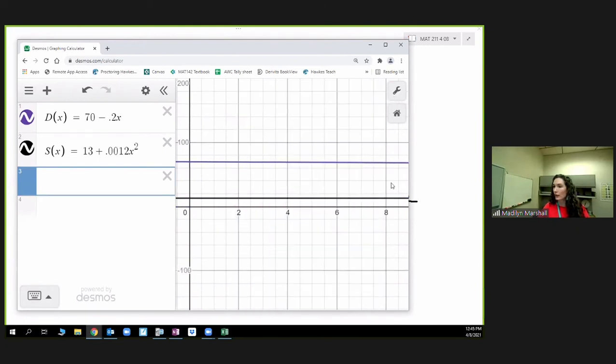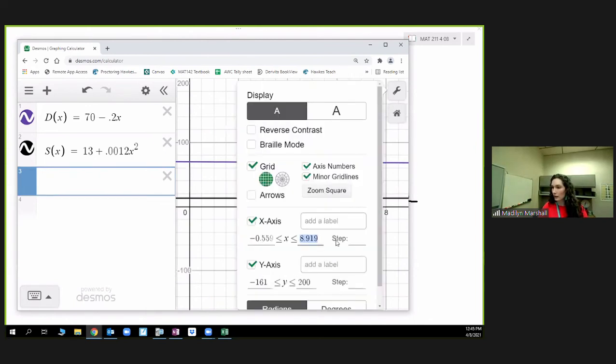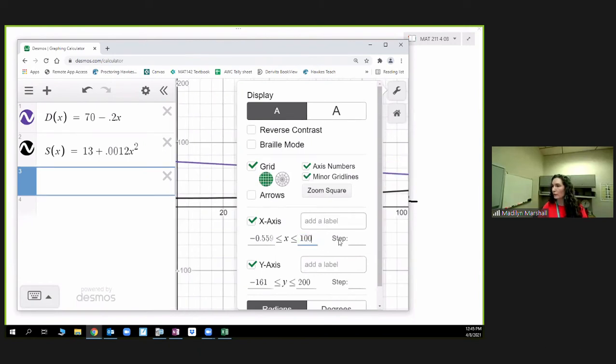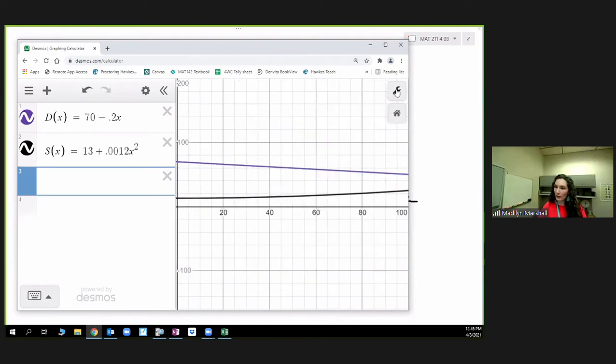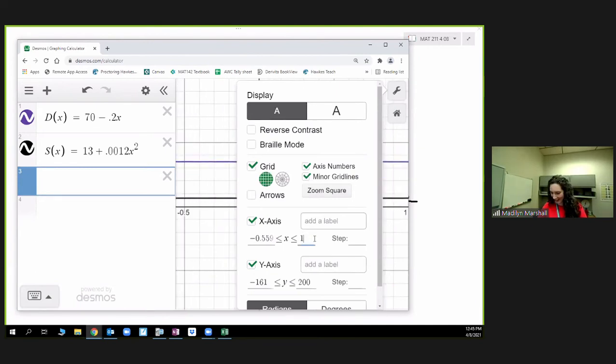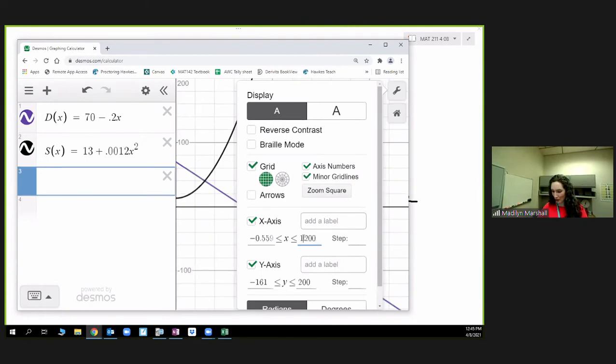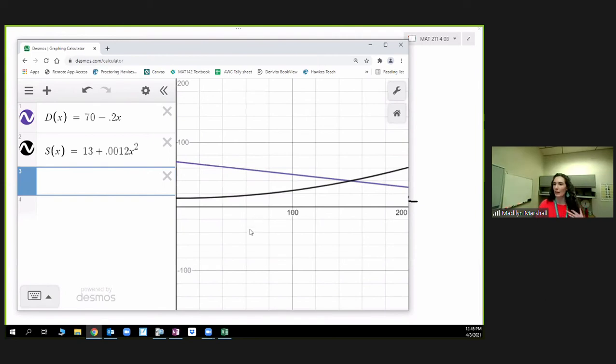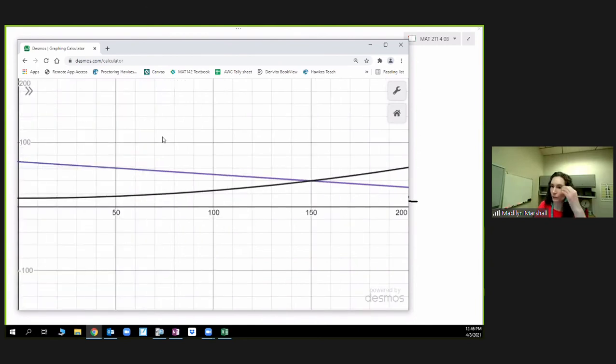So that looks a little better, but we don't see where they're crossing yet. So I need to up the x a lot. So let's try 100. So that's still not quite enough. So 150 maybe. Still not quite enough. 200. Oops, too much. Okay. So really, we just need to be able to see that intersection between the two graphs.